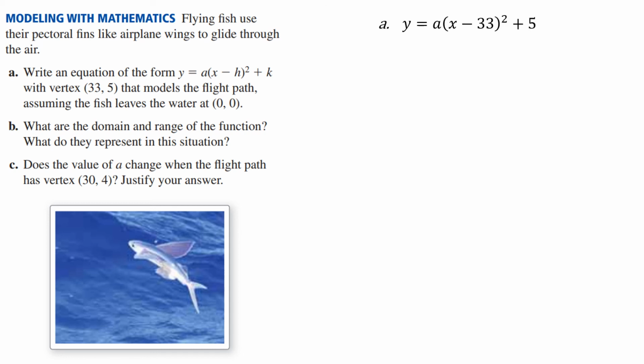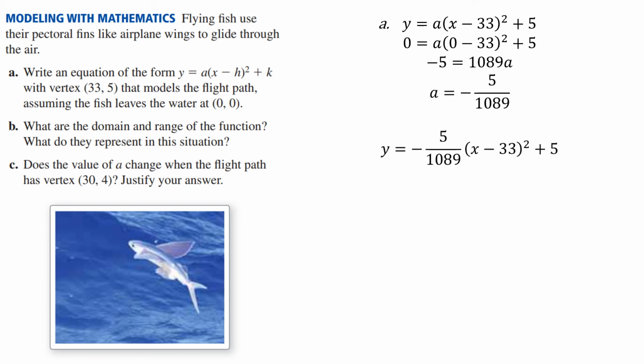Okay, so vertex form, I know my vertex is (33, 5), so I put those values in. The problem is, I don't know my a value. I'm not sure of my amplitude. But they do tell us that the fish leaves the water at (0, 0). 0 for x and 0 for y can be plugged in. And when we go to solve for a, we can get that it's a negative fraction. That should make sense because that's going to turn our parabola upside down. It's also going to be quite wide.